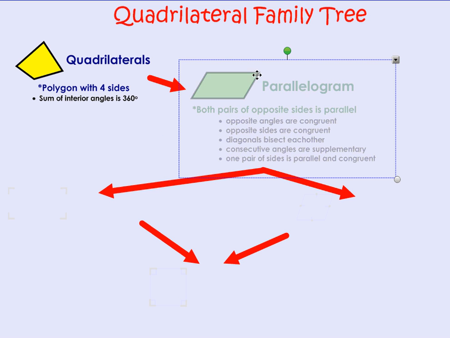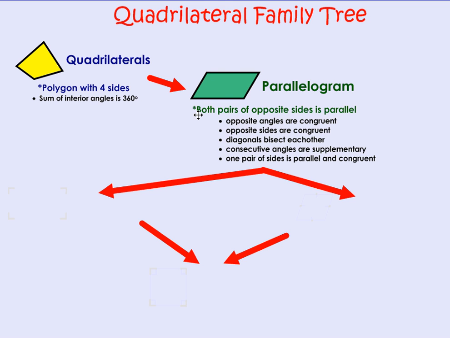Next, we learned about parallelograms. And parallelograms, by definition, have both pairs of opposite sides that are parallel. And it's going to be a quadrilateral because it comes from the quadrilateral. And we have our following properties. Opposite angles are congruent, opposite sides are congruent, diagonals bisect each other, consecutive angles are supplementary.